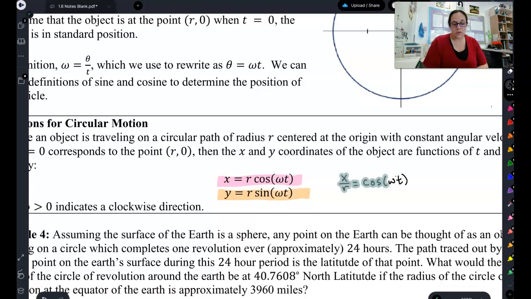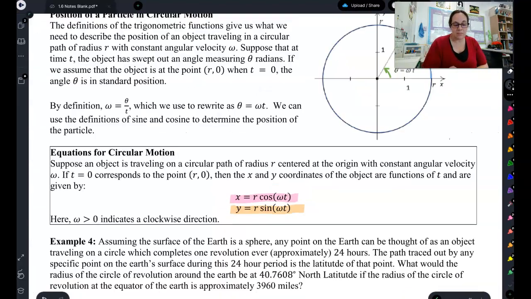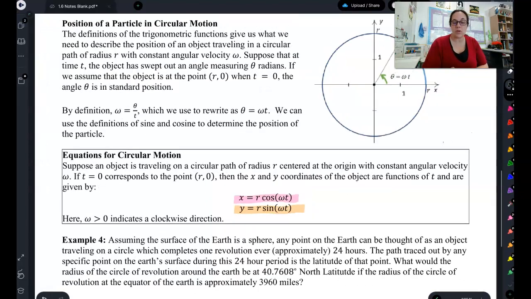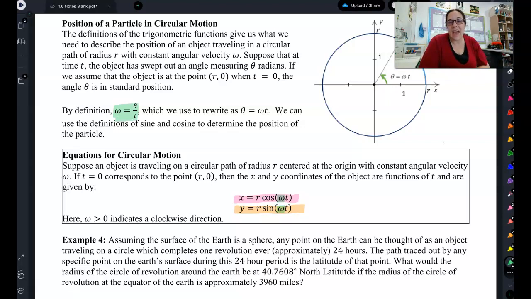So this isn't anything new. It's the same definitions you've been working with this whole time. The only thing we're adding in is this w here. Now, here's the equation for w. W is explaining how quickly you move around the circle. So theta is how much of the circle you moved around in this amount of time.